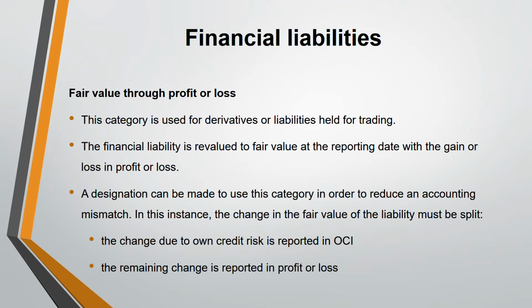Understand that for credit risk, whatever change is happening, it is not happening from the normal activities, normal trading activity. That's why it's reported in OCI. Other than that, change is reported in the profit and loss account, if you make this designation that it should be fair value through OCI.